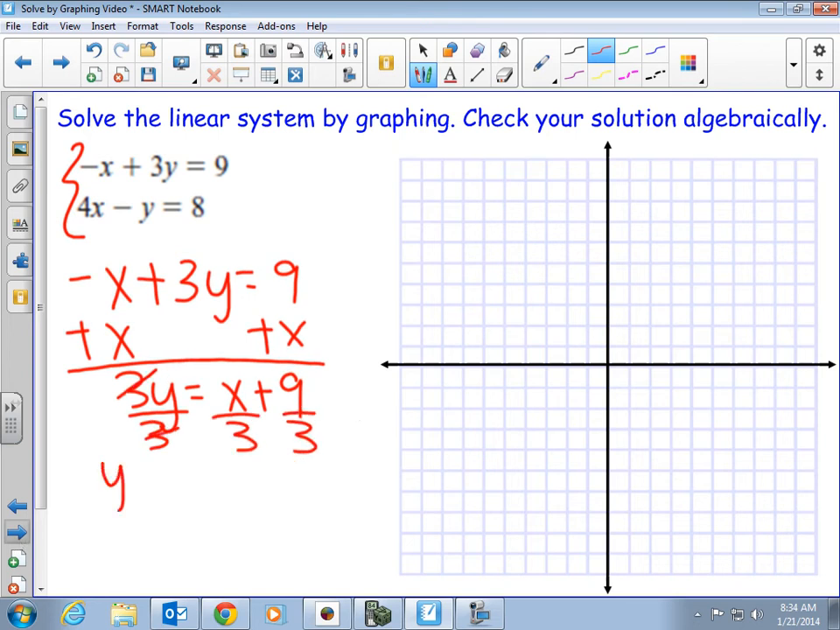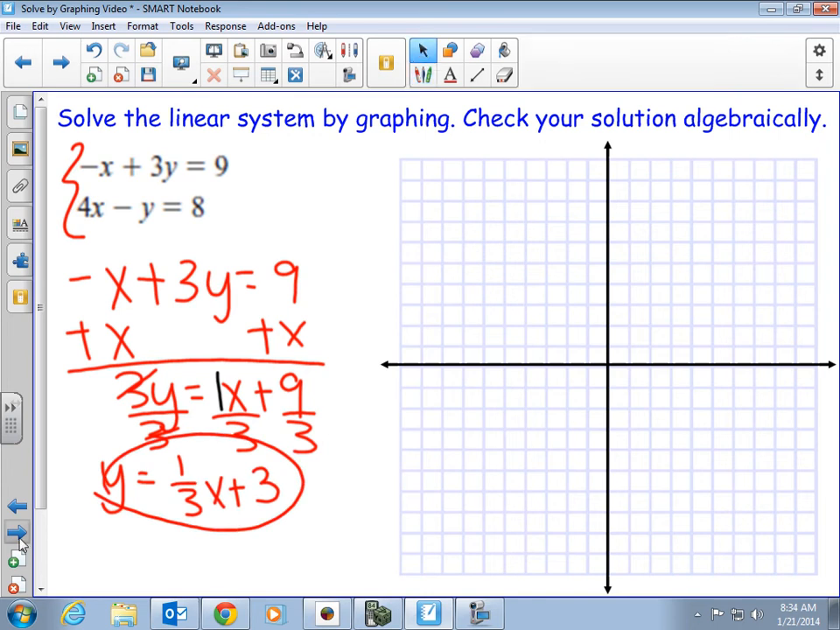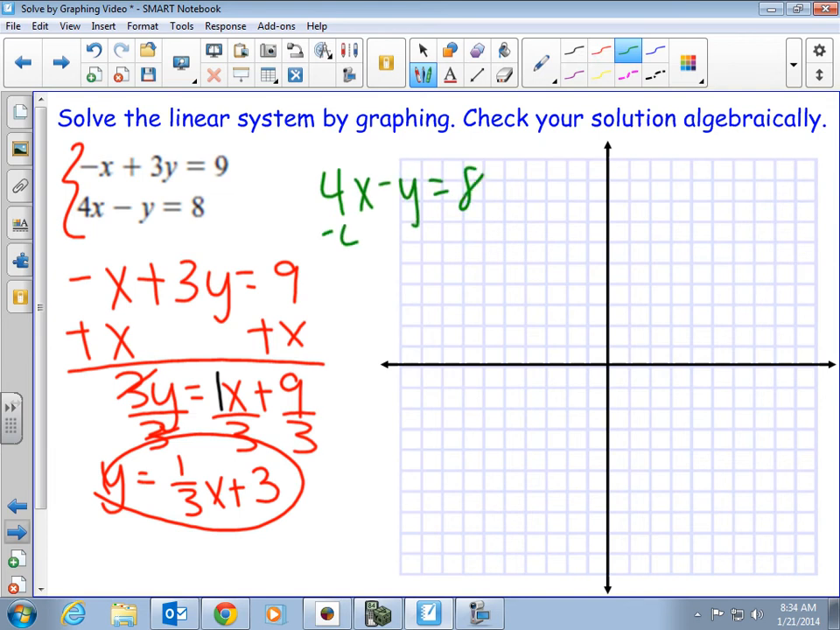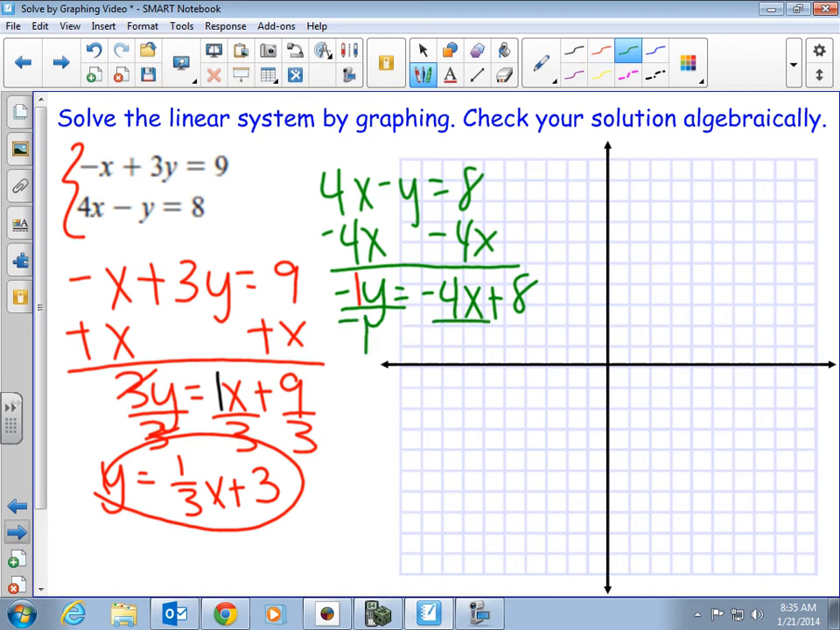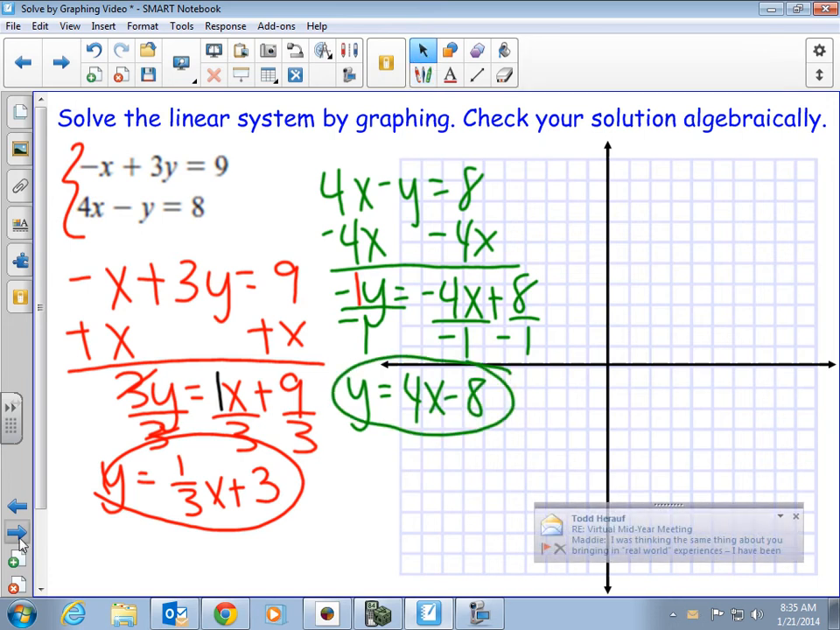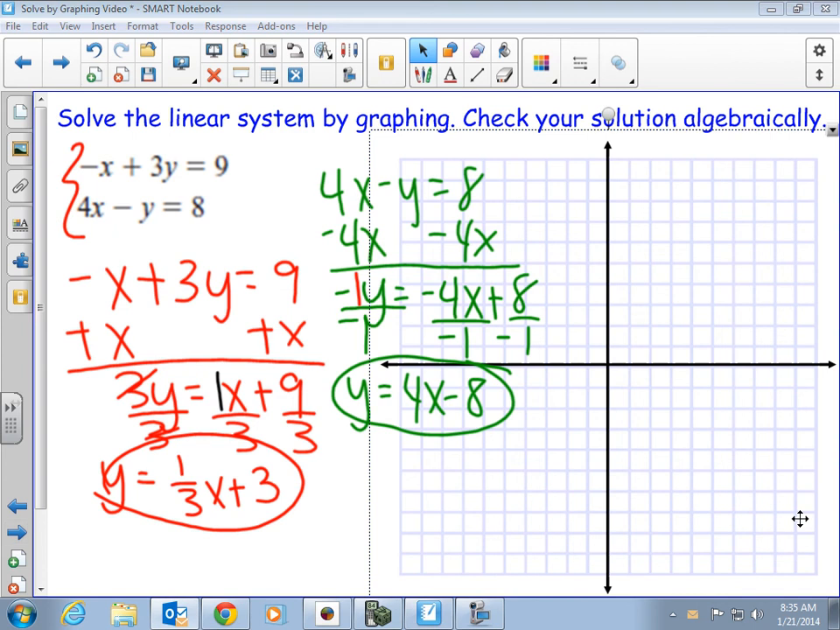So when I solve it, I get y equals, we know that this is a 1 in front of our x, so 1/3 x plus 3. That's my first equation that I would graph. Now my second equation that I'm going to get into slope-intercept form is this one. So I'm going to get y by itself, always writing the x term first. Now remember that this is a 1 in front, so I'm dividing each part by -1. So I get y equals positive 4x minus 8. So now that both of my equations are in slope-intercept form, I am going to graph them.